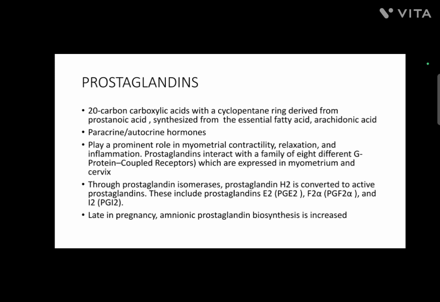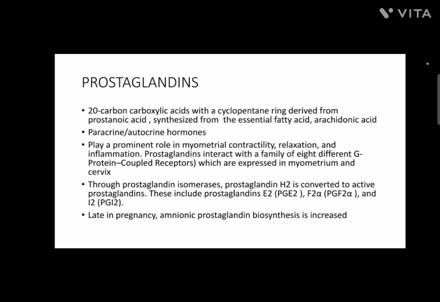So these prostaglandins are paracrine and autocrine hormones. They play an important role in myometrial contraction, for contractility and relaxation, and also in inflammation. They particularly act on the G protein coupled receptors on the myometrium and also on the cervix. The prostaglandin isomerase enzyme and also prostaglandin H2 are going to convert the prostaglandins.